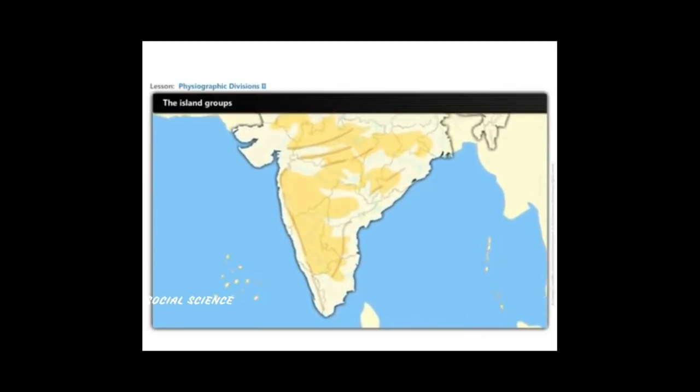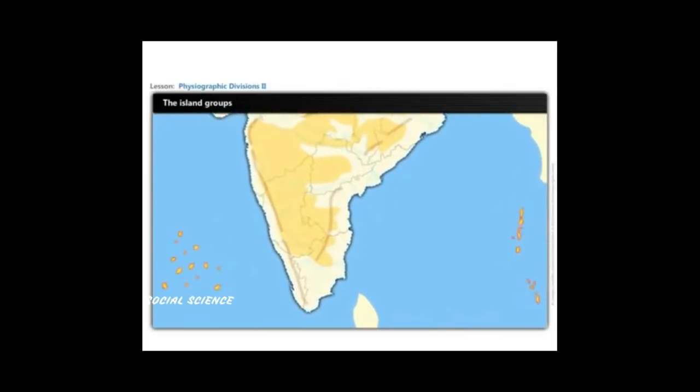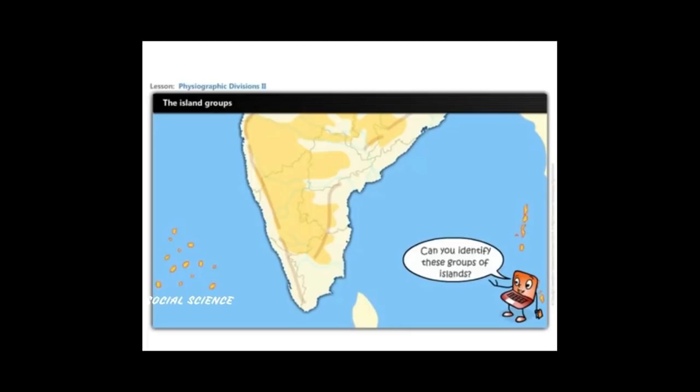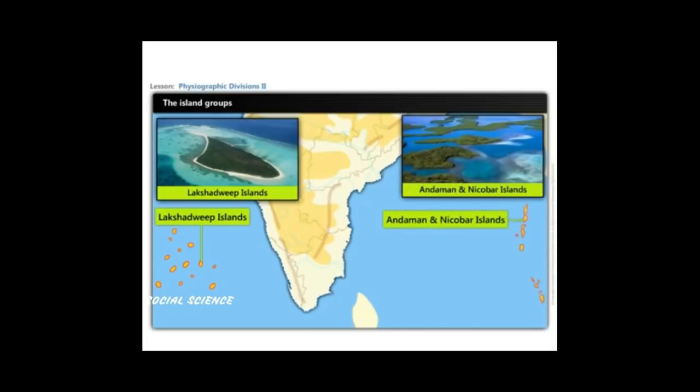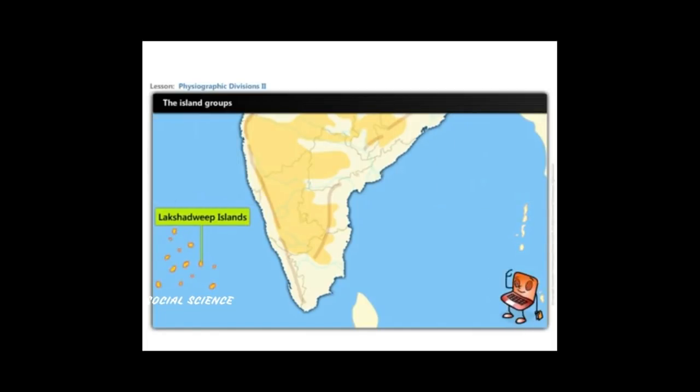Besides the vast mainland, our country has two groups of islands. Can you identify these groups of islands? Lakshadweep Islands and Andaman and Nicobar Islands are the two groups of islands belonging to India. Do you know the significance of these island groups?